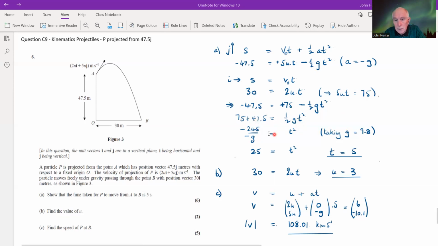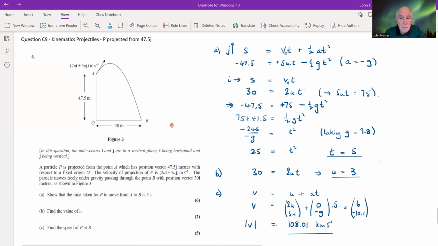We get this, and this, and if we take g to be 9.8, which is the standard or maybe default figure, then actually it works out that t squared is 25 and t equals 5. Again, arguably there's a solution to this equation, which is t equals -5. I think in the context of this problem, negative time we can discard.